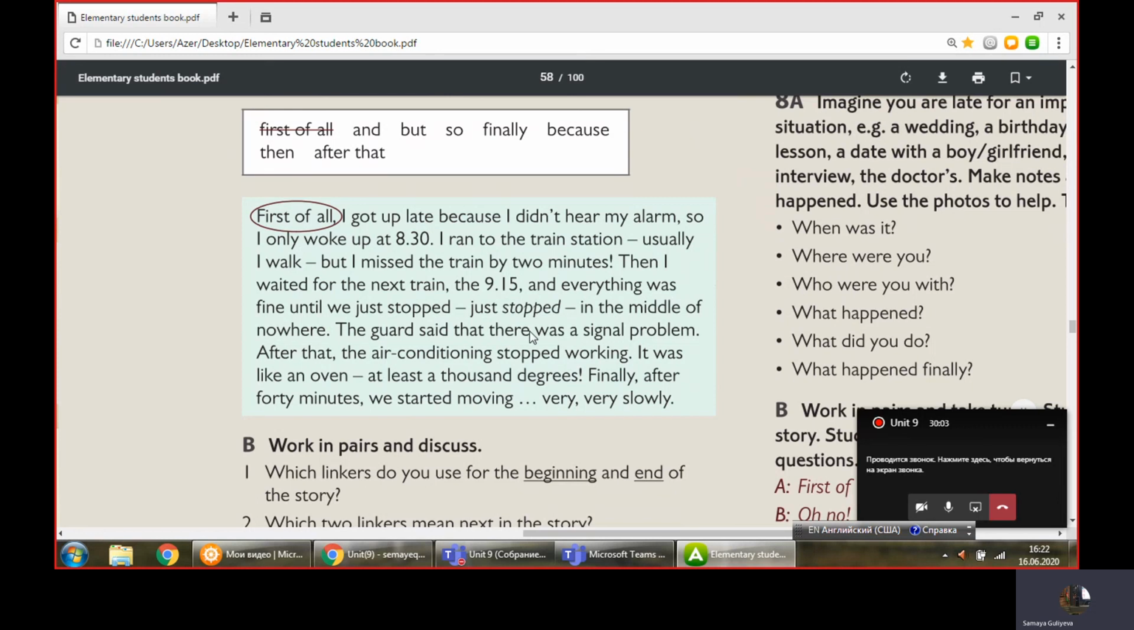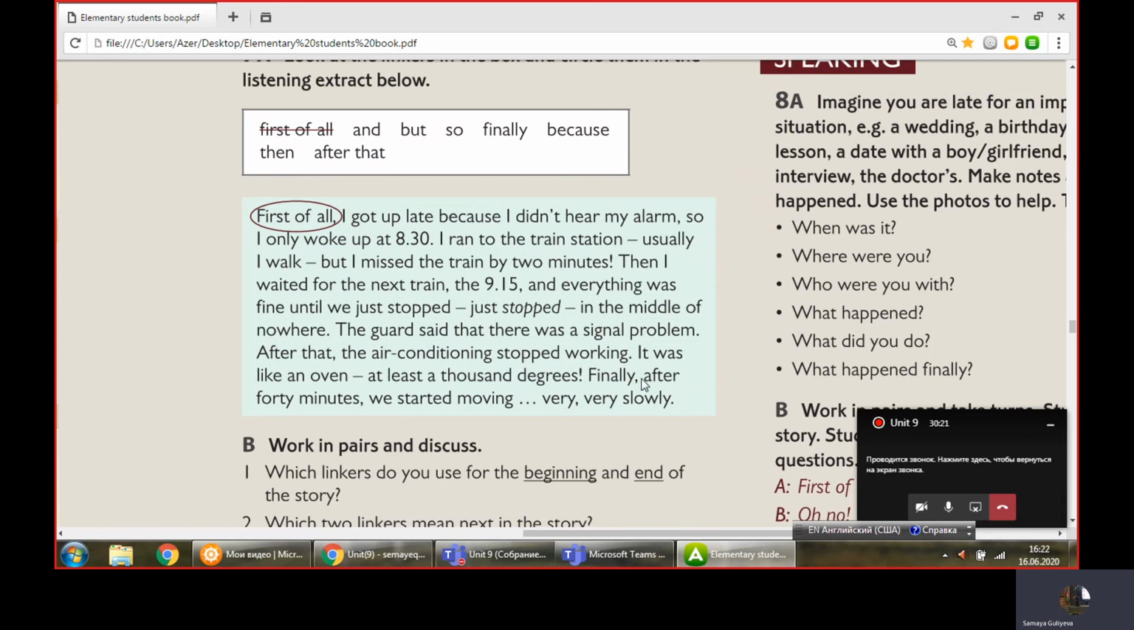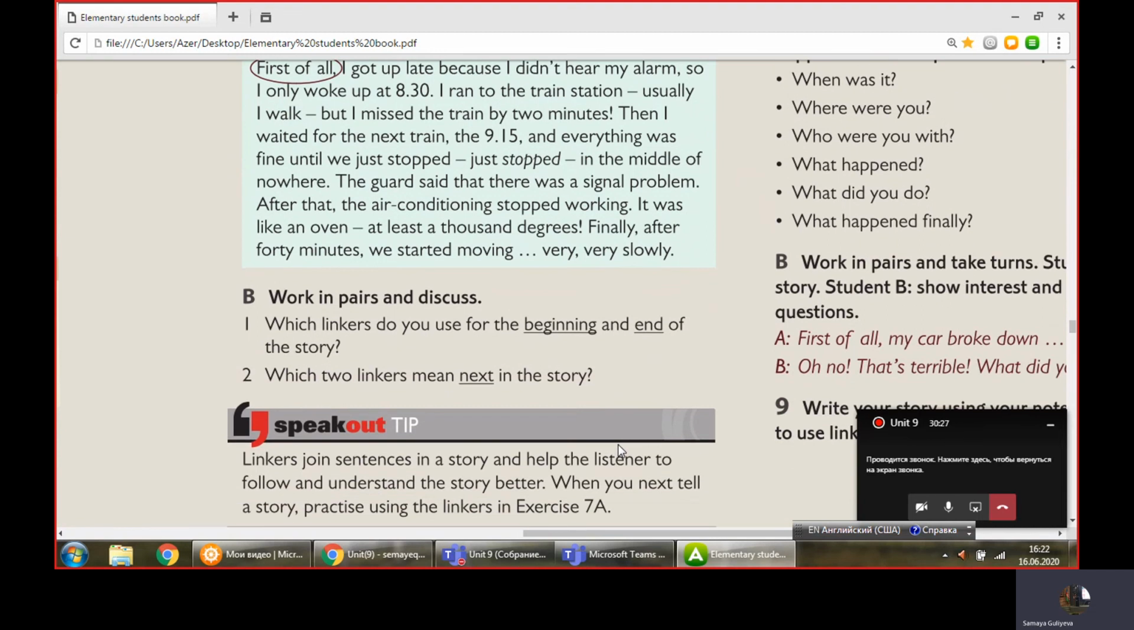"The guard said that there was a signal problem. After that" - addition. "The air conditioning stopped working. It was like an oven, at least 1,000 degrees." Finally means eventually, means ultimately. It means showing the ending of something. "Finally, after 40 minutes, we started moving very, very slowly."